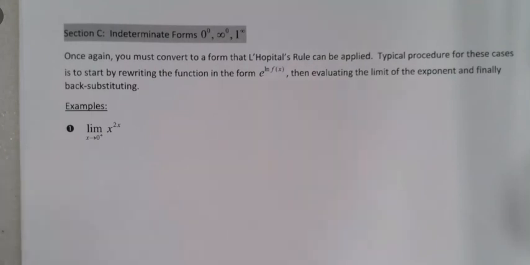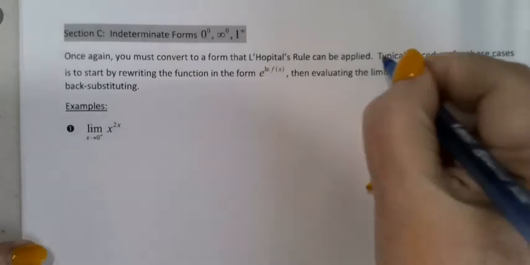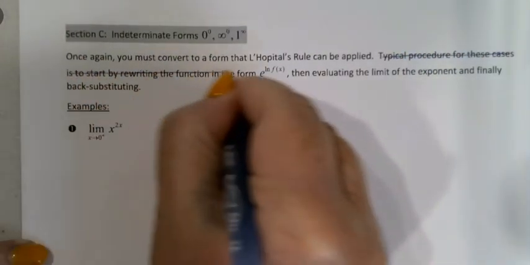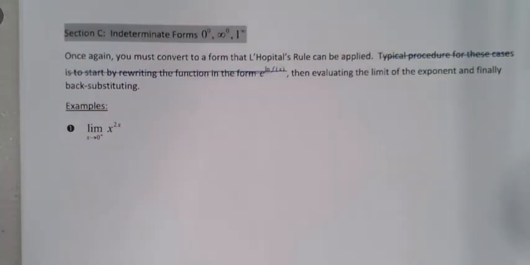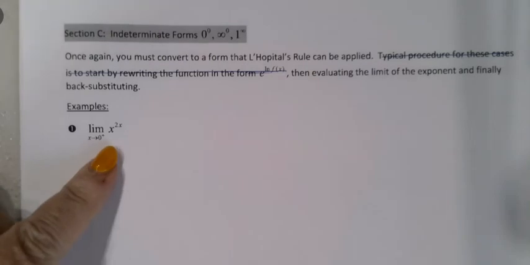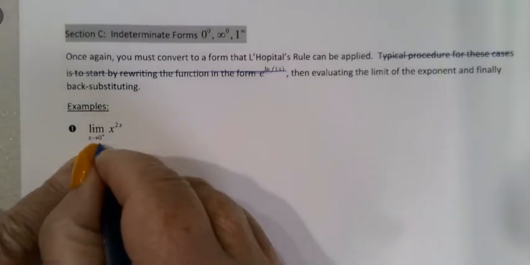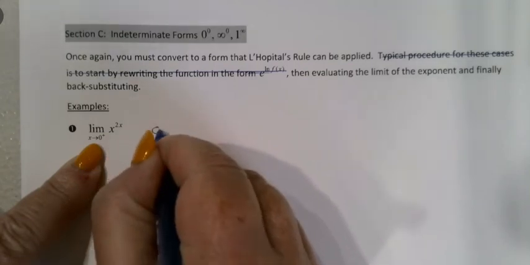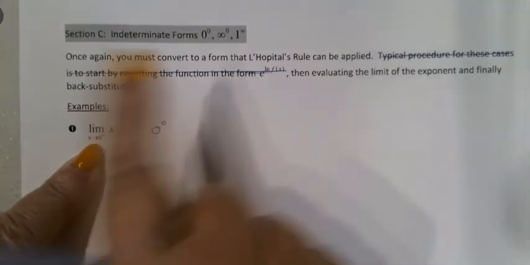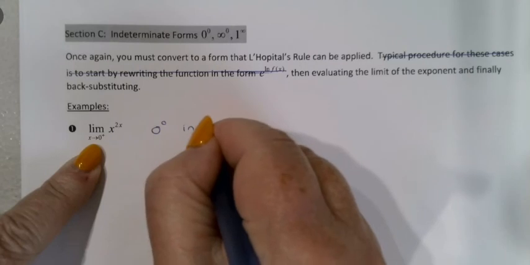Okay, I've got a rewrite thing here. I actually don't love doing this anymore. I need to rewrite my notes. I'm going to go ahead and suggest a slightly different method that I'm finding students tend to like a little bit better. As I look at this first problem, as I let x approach 0 from the right, certainly this is a 0 to the 0, one of my indeterminate forms.